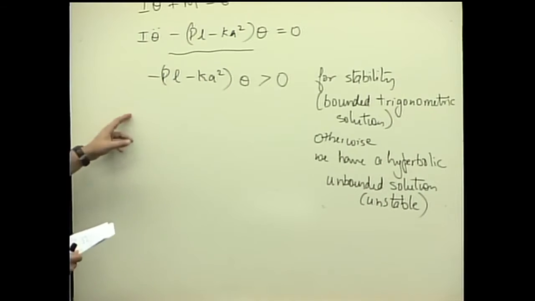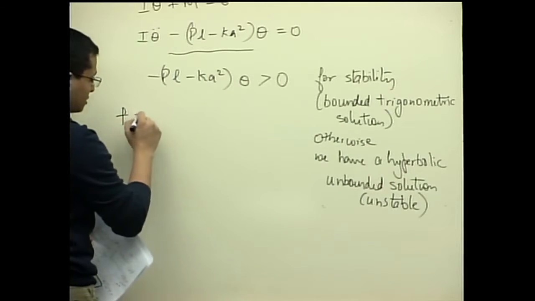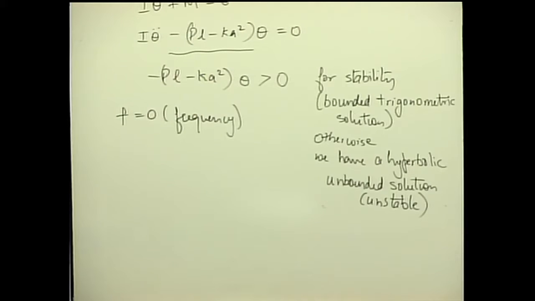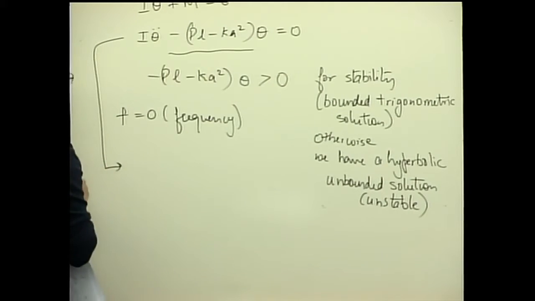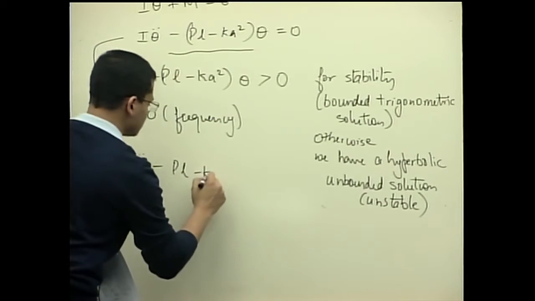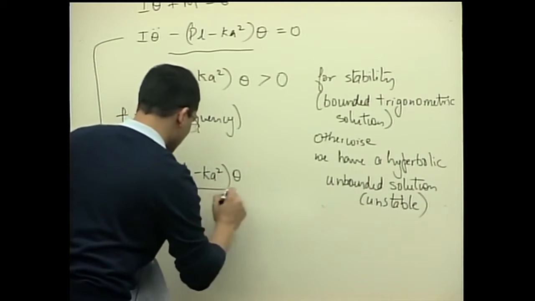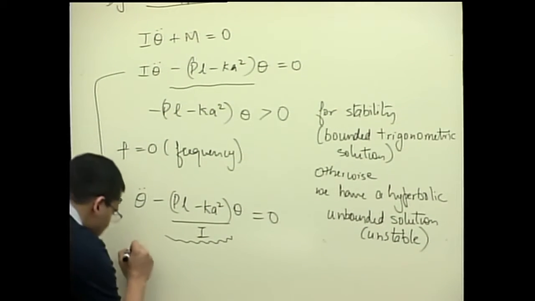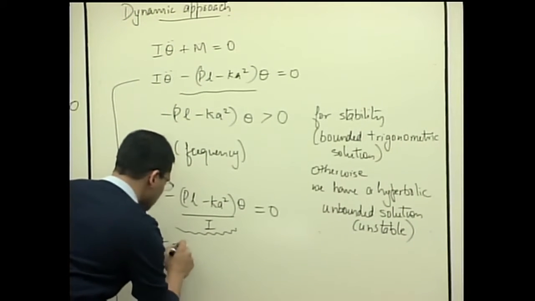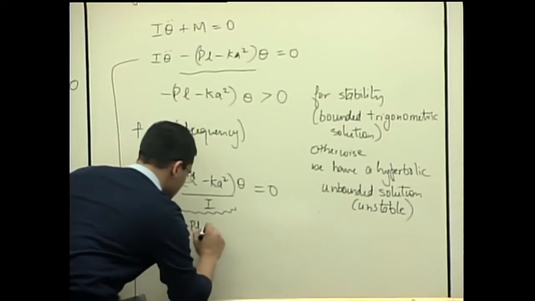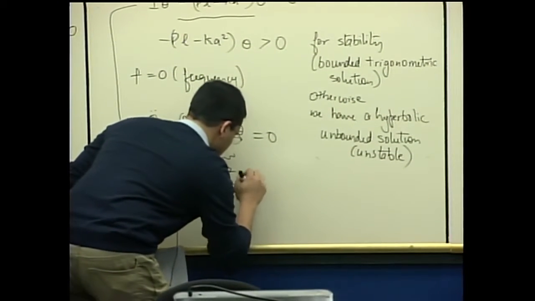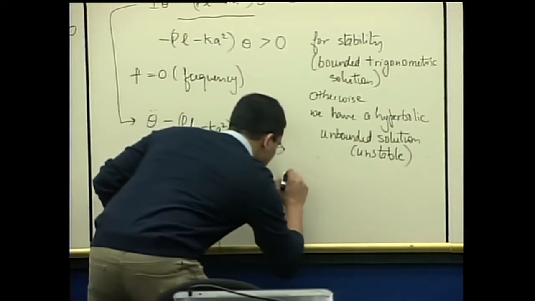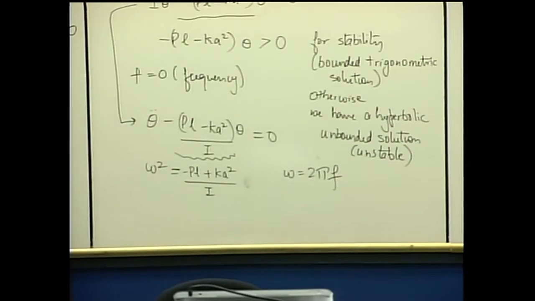And for calculating the equilibrium position in a dynamics problem, we say that the frequency is 0 at the critical situation, which is the equilibrium position. So if we rewrite this equation, we have theta double dot minus PL minus Ka square theta over I as 0. So the frequency in this case is this coefficient, which is omega square, and omega square is the natural frequency. Right, and we know that omega is equal to 2 pi f. So from that you can get your equilibrium condition.